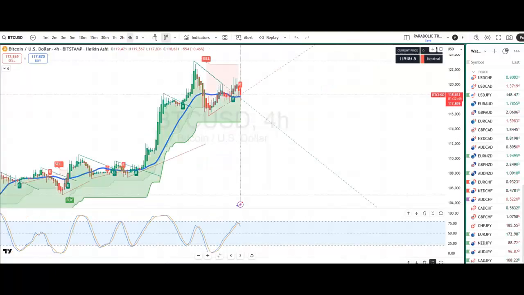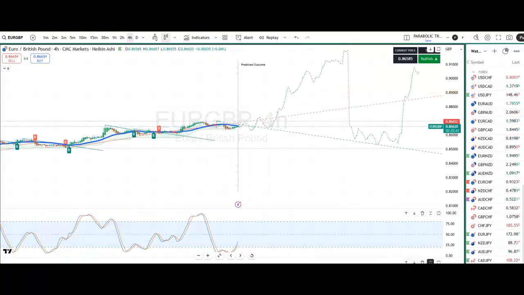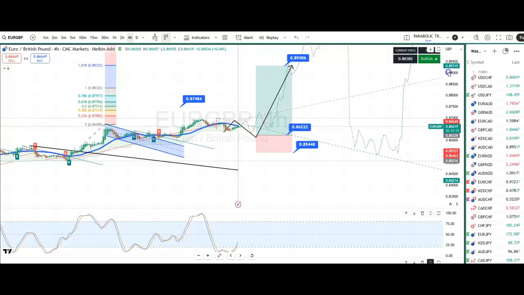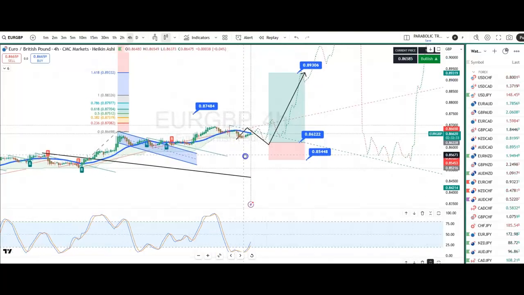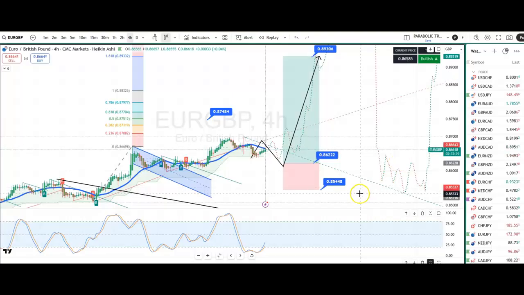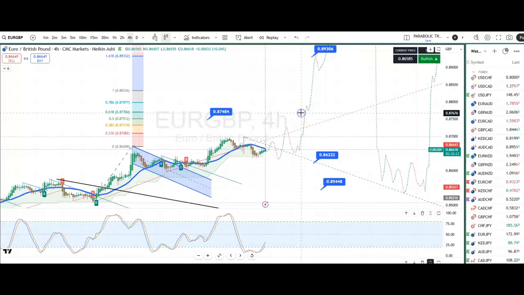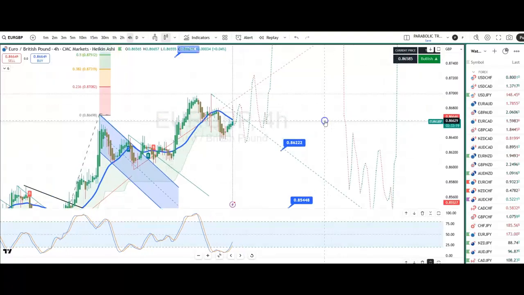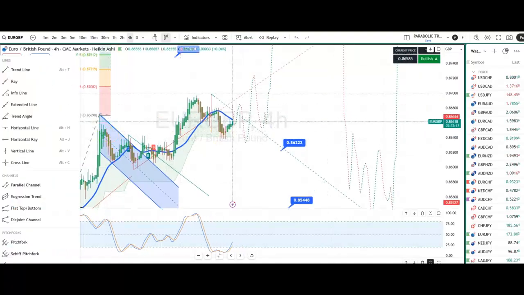Bitcoin, not doing much. Euro pound is looking okay actually. I did suggest this as a pullback, but it might not actually pull back this far now because of the price cycle. So we could find we've got a break. What we do have, as you've probably spotted it already, we do have a channel formation which we can use to get our entries.